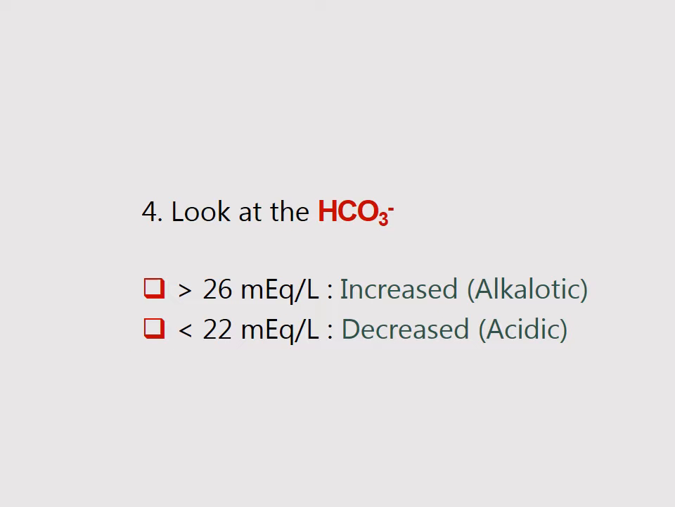Next thing, very important, would be bicarbs. Normal value of bicarbs would be between 22 to 26. As you can know by the name, bicarb is an alkali. Once it is increased, it will cause alkalosis, and once it is decreased, it will cause acidosis.